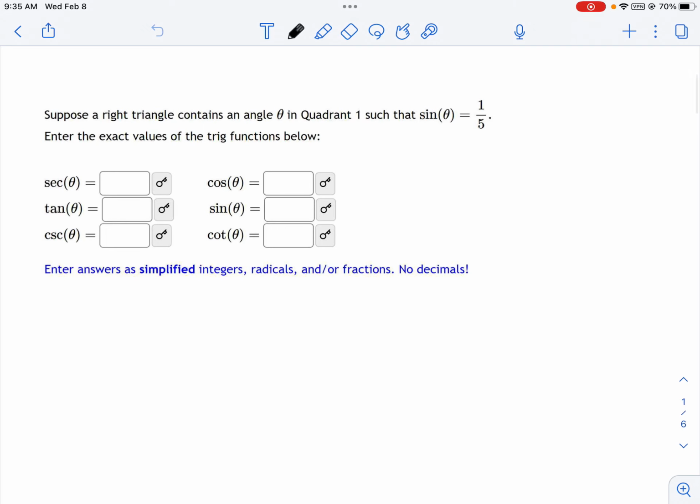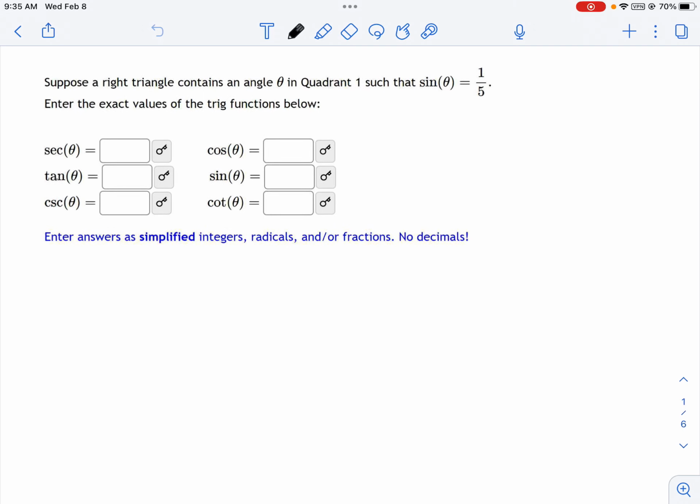Suppose we have a right triangle that contains an angle theta in quadrant 1, such that sine of theta equals 1/5, and then enter the exact values of the trig functions below.